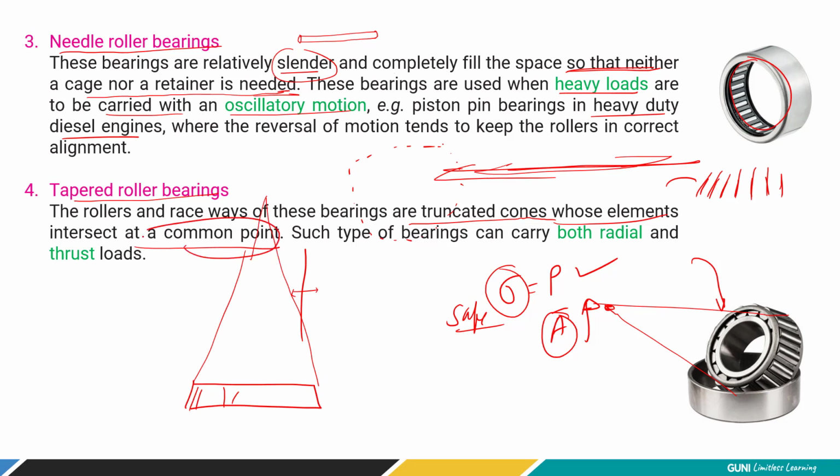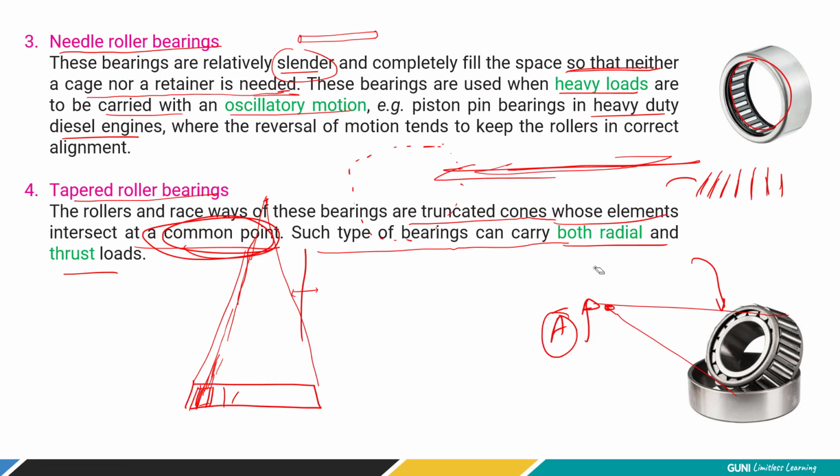Here what is written, right? So this rolling element is also having a taper shape. So if you extend that cone, the cone apex will be a common point. Such a type of bearing can carry both radial as well as thrust load. So this is the best application of the taper roller bearing, where because of the taper surface, you can apply radial load, you can apply thrust load. Okay, so this is a great advantage of using the taper roller bearing.